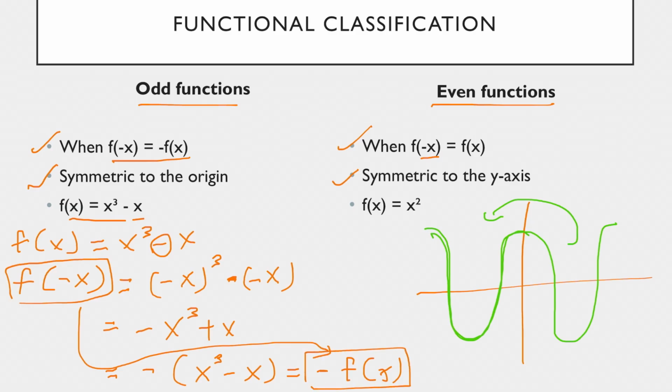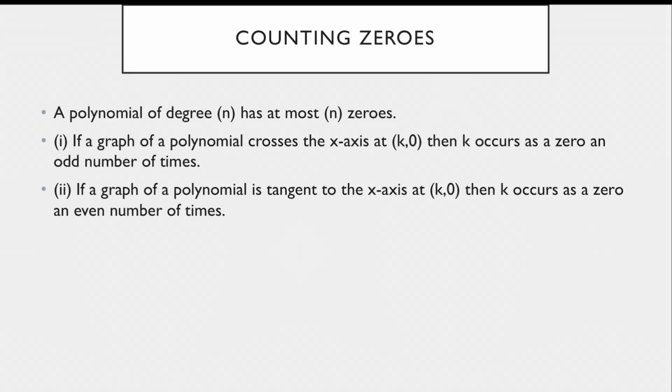And the example of the even function is rather straightforward. f(x) is equal to x squared. If you put in, let's say, 2, you get 4. If I put in negative 2, I still get 4, right? This is f of negative x, and this is f of x. Both of them correspond to the same output. That is what is meant by an even function. I hope that was clear.